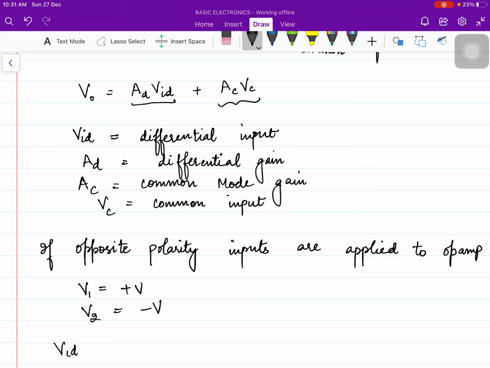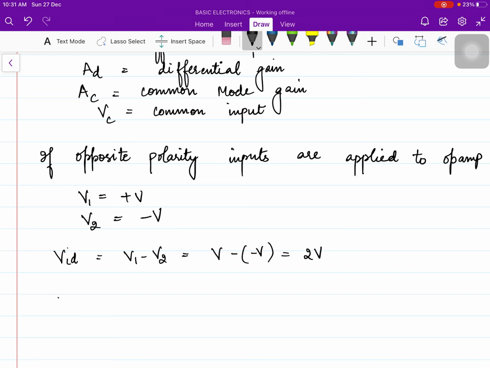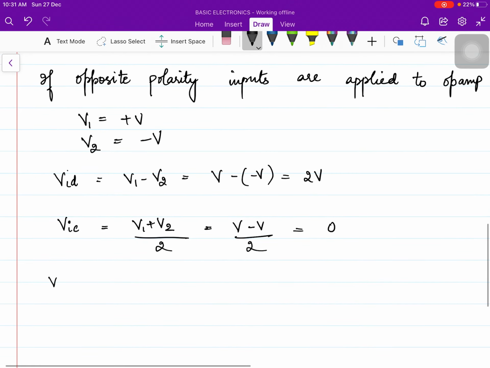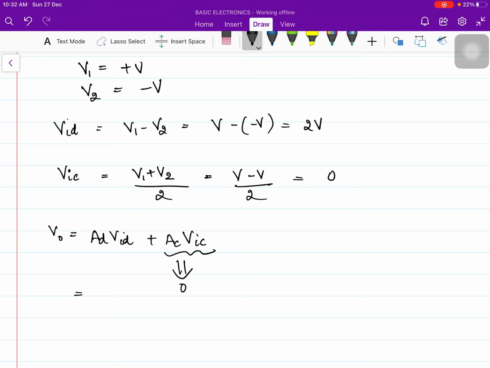So what is VID? It is V1 minus V2, which will give you V minus of minus V, that is 2V. And what is VIC? If you calculate VIC, it will be V1 plus V2 by 2, and it will be V1 is V and V2 is minus V divided by 2, that will give you 0. So what is V0 equal to according to the formula? AD into VID plus AC into VIC. This part is going to be 0 and it is going to be whatever gain you had. Op amp is already having a high gain, so it is going to be 2V times the gain.